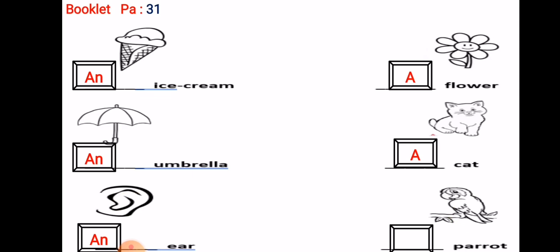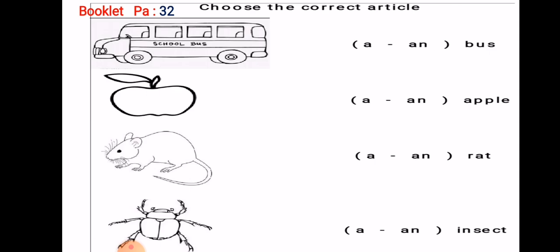Very good. And here, parrot. Our starting letter is letter P. So, what do you think? We will use a or an? Very good. A parrot. Now, moving to page number 32. We need to choose the correct article. Our first word here is bus. So, what do you think? We will use a or an? I need you to check our starting letter. Very good. It's letter B. Is that one of our consonants or one of our vowels? Super. It's one of our consonants. So, very good. We will use a bus.